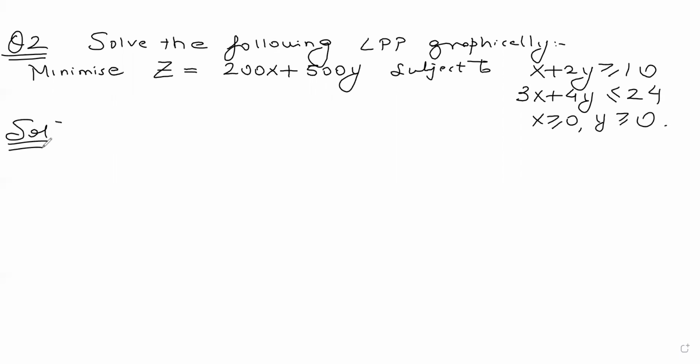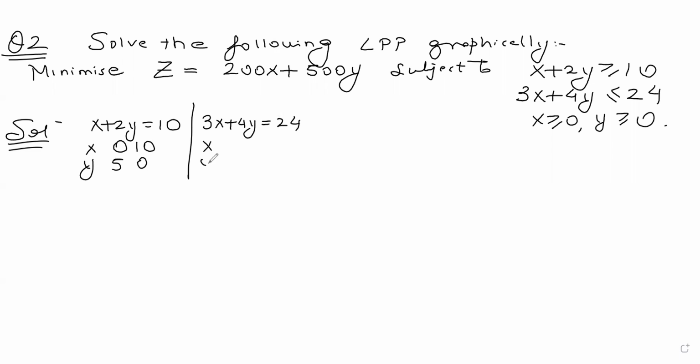Again, guys, how are we going to solve this question? Very simple. First of all, we are going to plot the inequalities. So x plus 2y equal to 10. If I plot it, then x is 0, y is 5, and y is 0, x is 10. Then I can plot 3x plus 4y equal to 24. When x is 0, y is 6. When y is 0, x is 8. Now I can plot them in the graph.